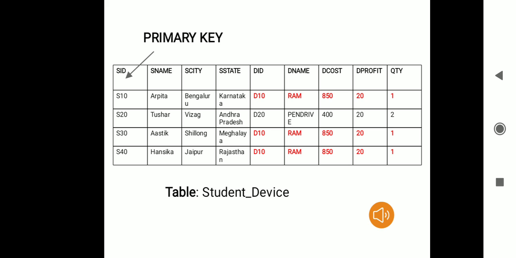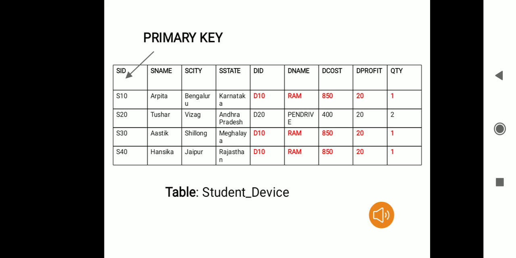This table holds two pieces of information, one for the student represented by the columns SID, SNAME, SCT and SState, and the other for the device represented by the columns DID, DNAME, DCost, DProfit and QTY. QTY here means quantity.